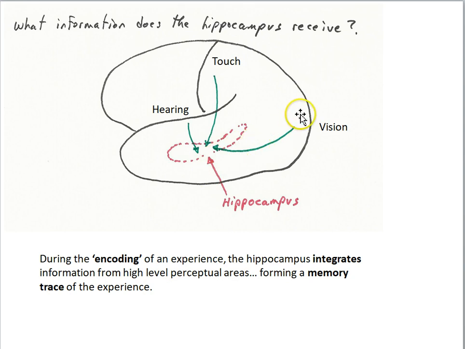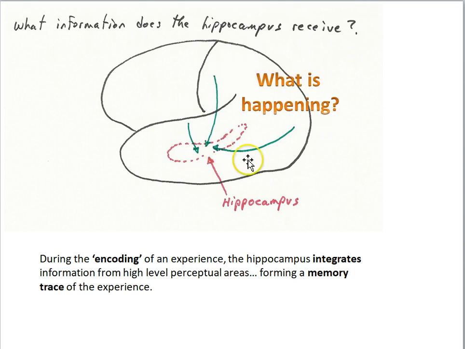And when scientists began to map out the neural circuitry of the cortex, they noticed that the perceptual areas for vision and touch and hearing all sent information down into the hippocampus. So there was a convergence of this perceptual information at the hippocampus. And you'll recall that the back part of the brain, the posterior part of the brain, is sort of answering the question, what is happening? Well, the hippocampus is getting lots of information about what is happening.